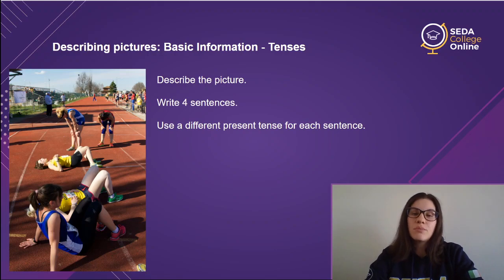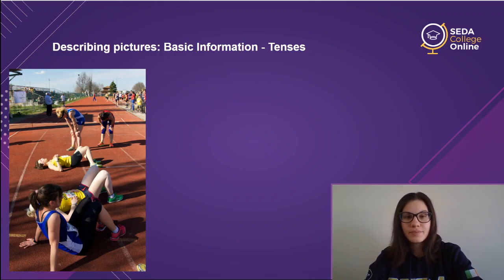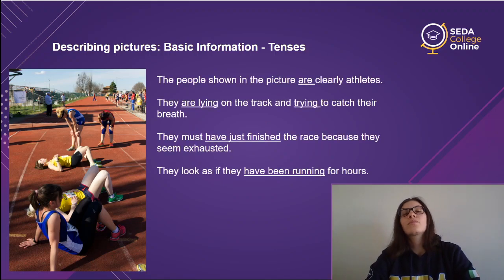And let me show you a few examples. The first one is with present simple. The people shown in the picture are clearly athletes. So we have the fact. And then we go to present continuous. What are they doing now? They are lying on the track and trying to catch their breath. Okay? They are relaxing.